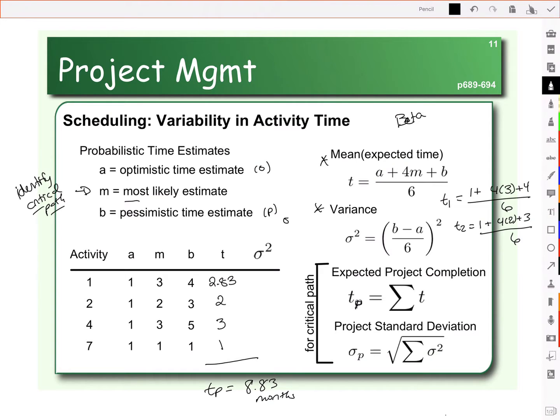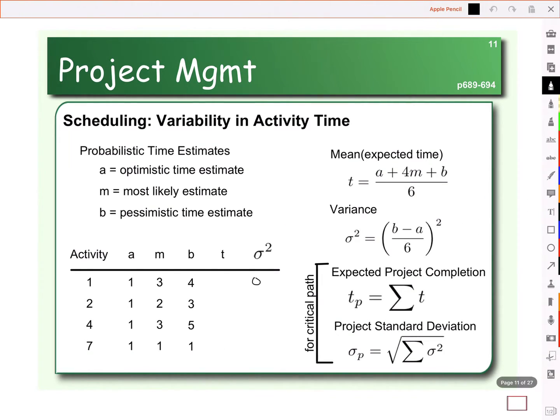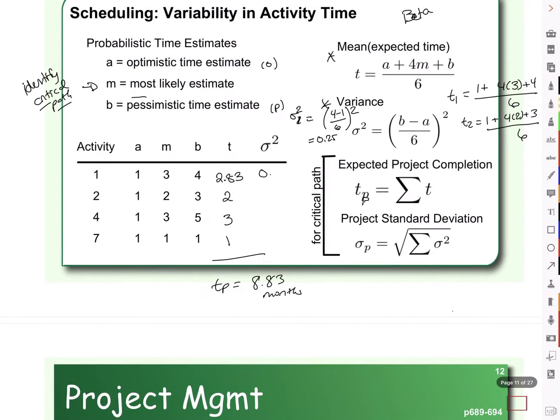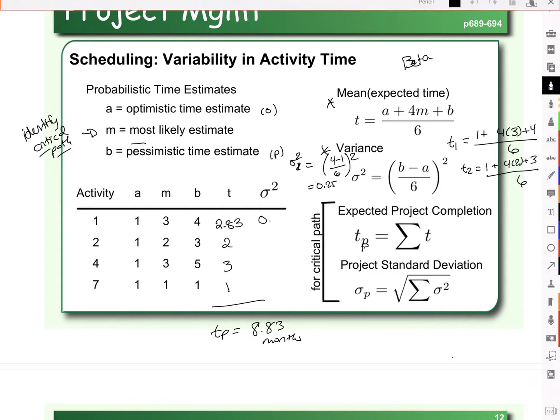So if we're going to find sigma squared for activity 1, then we need to take 4 minus 1, divide the whole thing by 6, and square it. So we have 4 minus 1 is 3 divided by 6. That's a half. We're going to square that and you get 0.25. So sigma squared for activity 1 is 0.25.